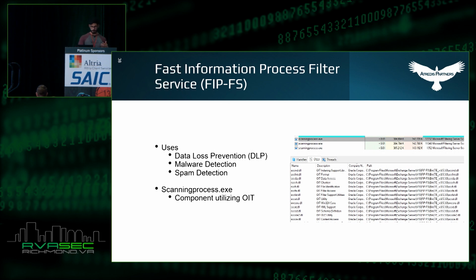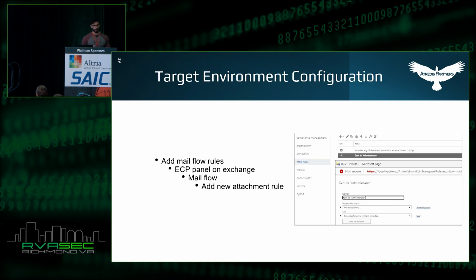Now, when we saw this, we were trying to send emails, and nothing was happening. No crashes, nothing at all. Turns out you needed to do some configurations. Specifically, I think it's because of the spam detection and DLP stuff. So you need to add new Exchange mail flow rules, which you can do with the ECP panel. You go under mail flow, and you do a new attachment inspection rule. Over here, we're just looking for the string AAAA, and it's for any email going to the administrator.